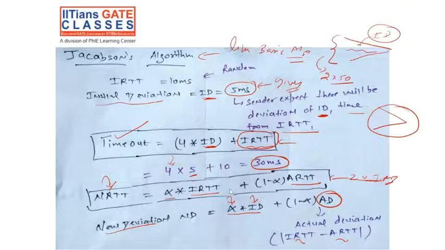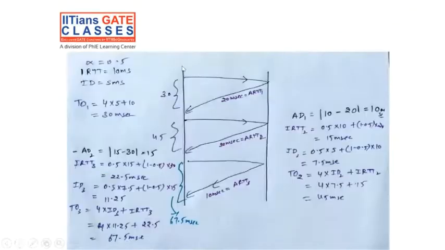Simple. When the next segment comes, we use the previous value. Again, when the next segment comes, we use the previous value in the same way. So the previous value is always the input for the next segment's timeout. Now see the example.